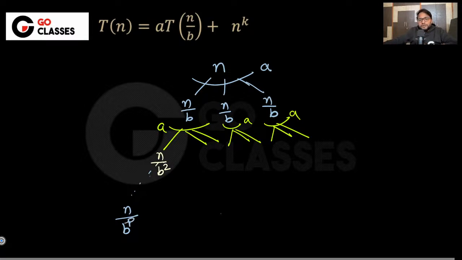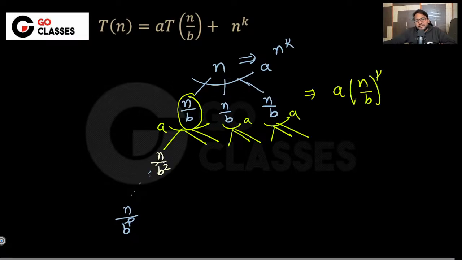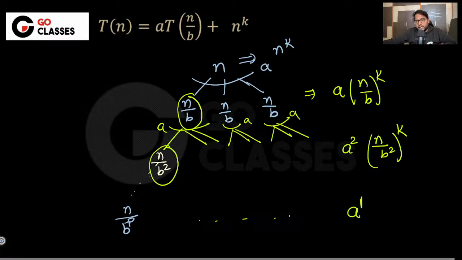So at this level the work done is n power k. At this level, this is n upon b power k, and a such terms are here, so a into n upon b power k. At this level, n upon b square power k, and a square such terms are here. And ultimately, whatever the number of terms, let's suppose p, so a power p into n upon b power p power k, right?